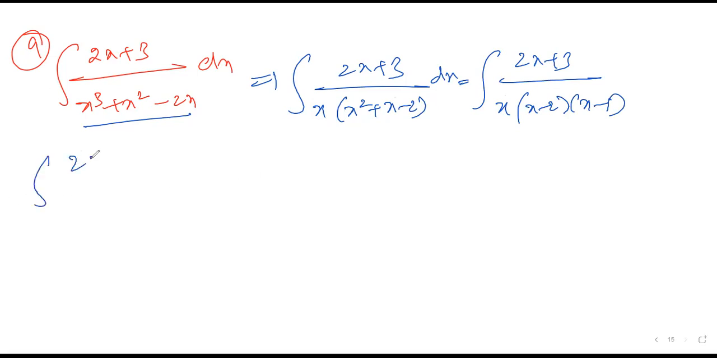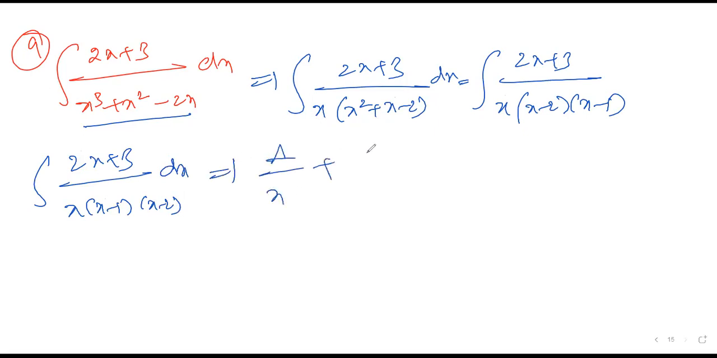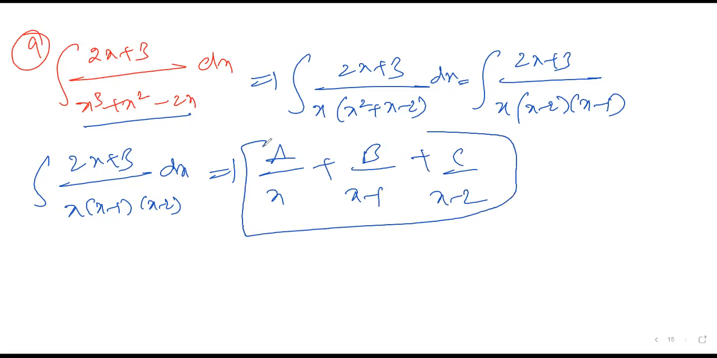Now the question looks very simple. Like this, 2x plus 3 by x into x minus 1 into x minus 2 into dx. Comfortable, right? Yes, sir. So this you can write as A by x, B by x minus 1, then C by x minus 2. Clear? Yes, sir. So then it is very simple now. Now you can find the values of ABC within seconds. You move forward. Yes, sir. Clear?